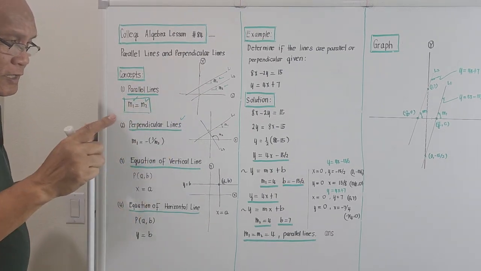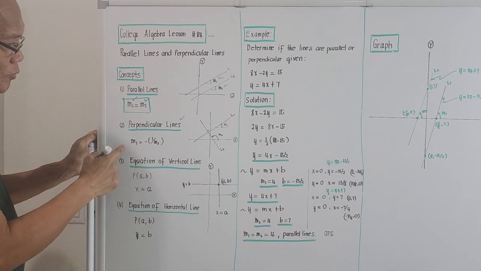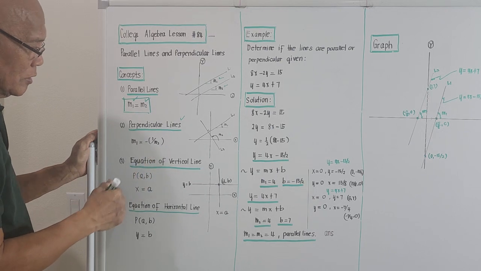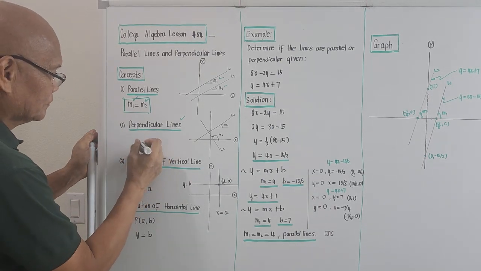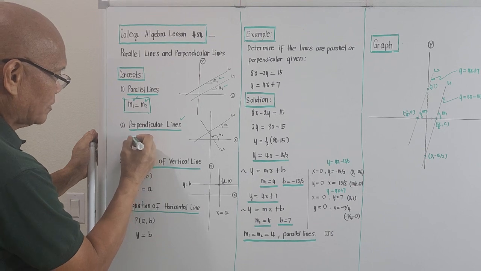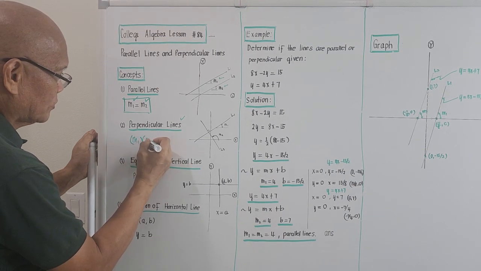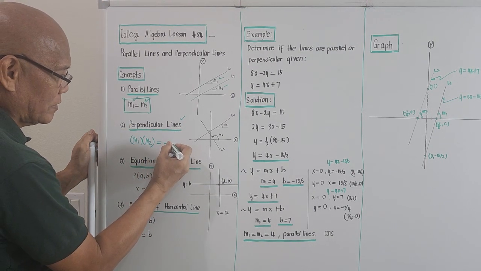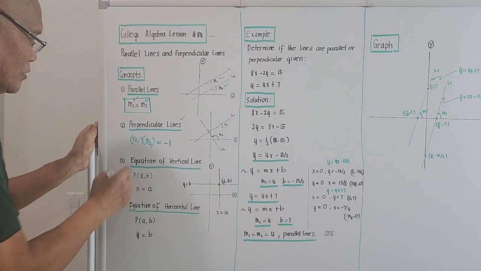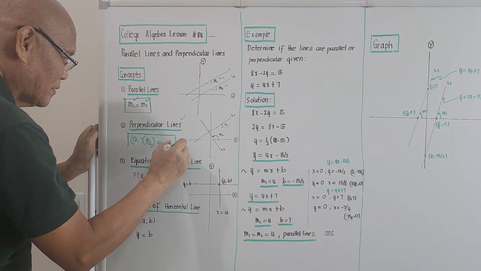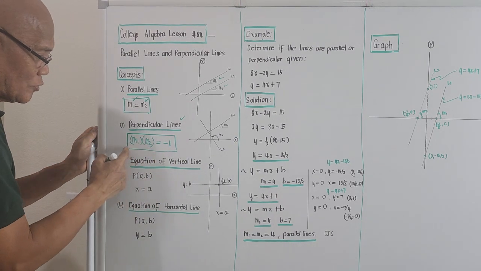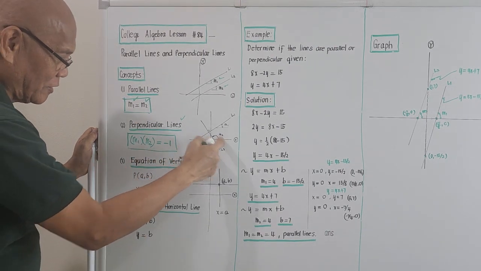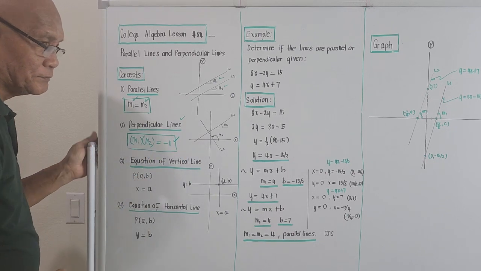The relationship of their slopes is that m sub 1 is equal to negative the quantity 1 over m sub 2. Or if we simplify this, the product of m sub 1 times m sub 2 should be equal to negative 1. So memorize this one also by heart. For them to be perpendicular, meaning the angle between them is 90 degrees, the product of m sub 1 and m sub 2 should be equal to negative 1.